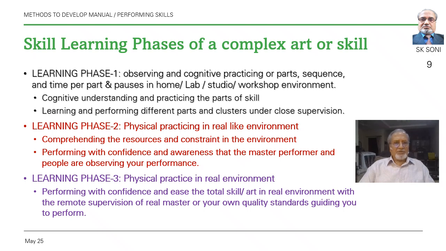Let us take an example of a dance. So in learning phase 1, you are practicing all the steps, all the parts of the dance yourself under the supervision of the trainer, and you are learning small sequences and small parts under the supervision. In the second stage, practicing in the real like environment means you are dancing on the stage without any audience, and in the third phase you are dancing in the real stage with the auditorium full of audience. So these are the three stages of learning the performing skills.